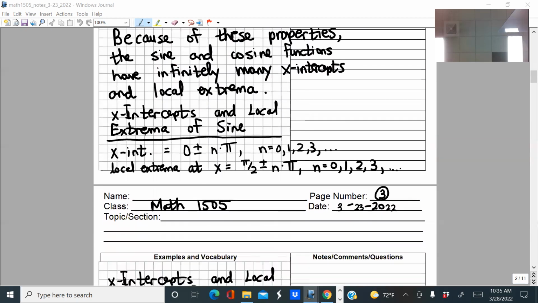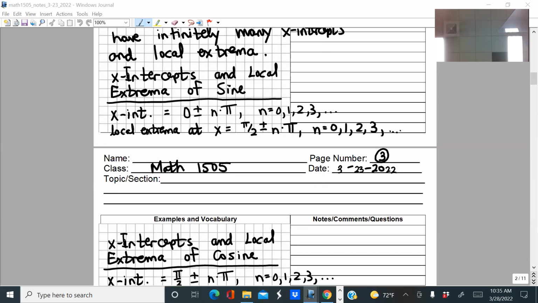In fact, for the sine curve, you're going to have an x-intercept at 0, and then every pi units after 0, you get another x-intercept. So what this notation means is that if you take 0 and add or subtract multiples of pi, you will get another x-intercept for the sine curve. So 0 plus 1 pi, or 0 plus 2 pi, or 0 plus 3 pi, etc. Those are all going to be x-intercepts for the sine curve. And you can also subtract as well. So 0 minus pi, in other words, minus pi or minus 2 pi or minus 3 pi, those will all be x-intercepts for the sine curve.